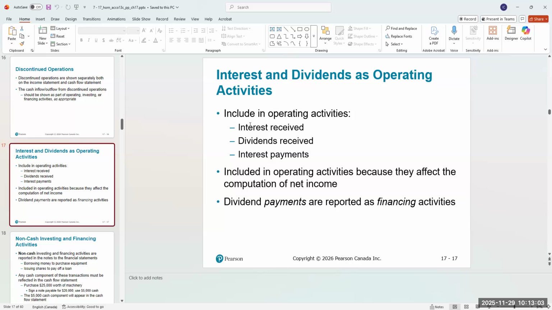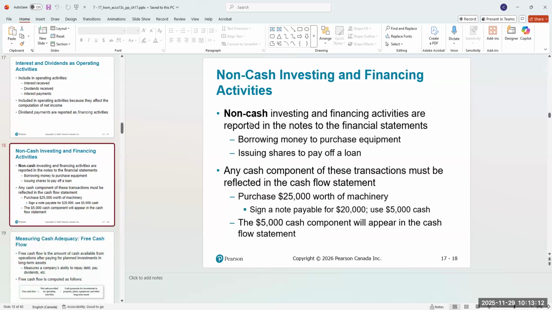Dividend received, operating activity. How about the dividend payment? Financing activity. What are we going to do with the non-cash items? Do we have to include a non-cash item in the cash flow statement? The answer is no.